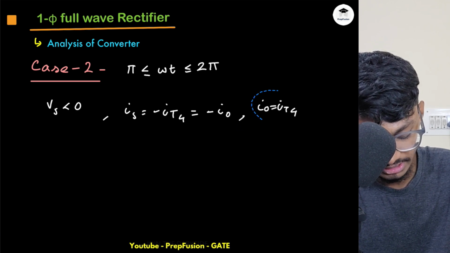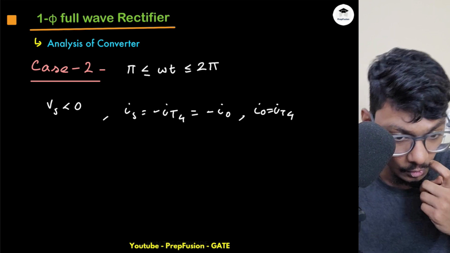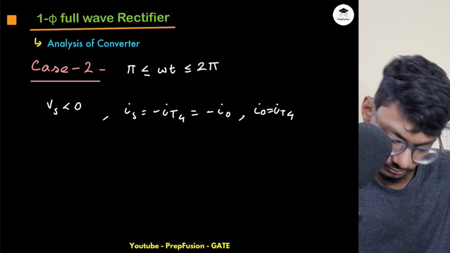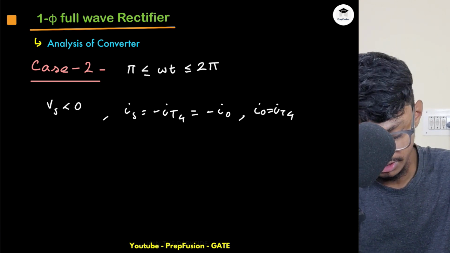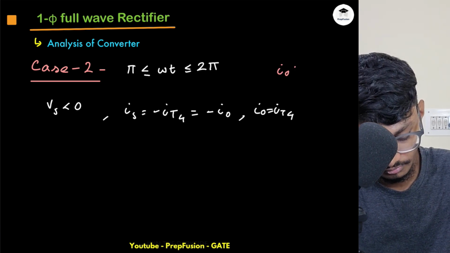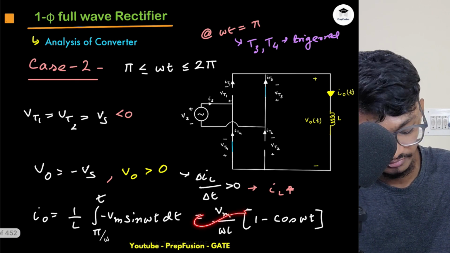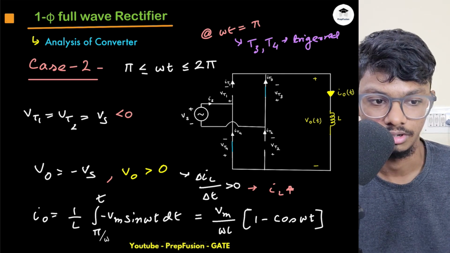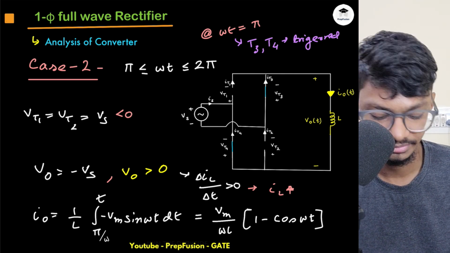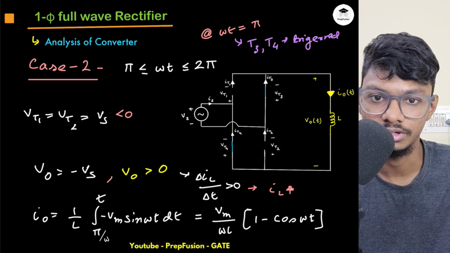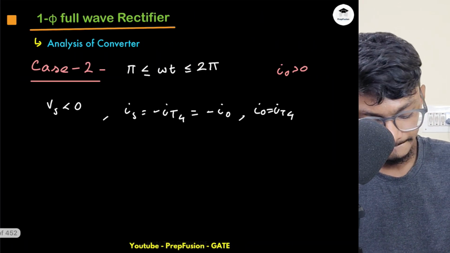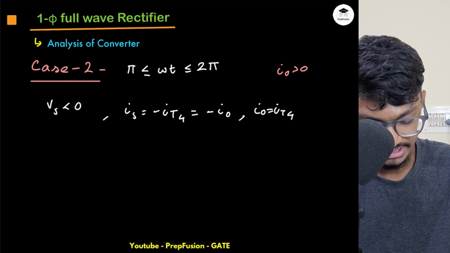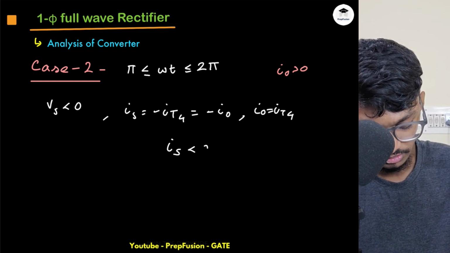Hence, what do I understand from this? Here, the important point is IO is positive. IO is greater than 0. Why? Because we just derived the value, and IO cannot suddenly make its current go in the opposite direction, because I'm applying a finite voltage, not an infinite voltage. So here IO is positive, but Is equals to minus IO. So Is is negative.